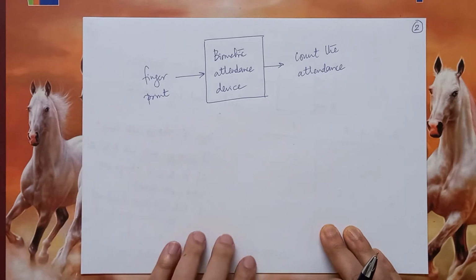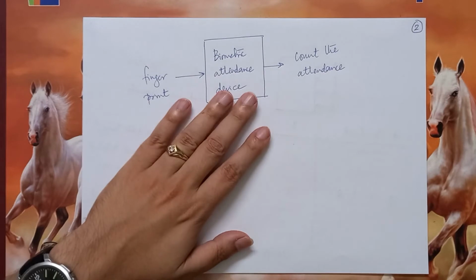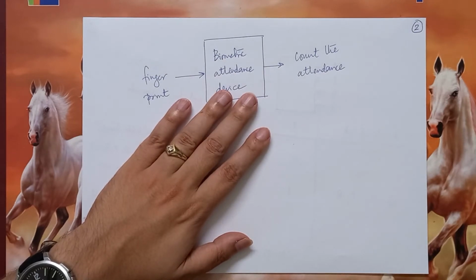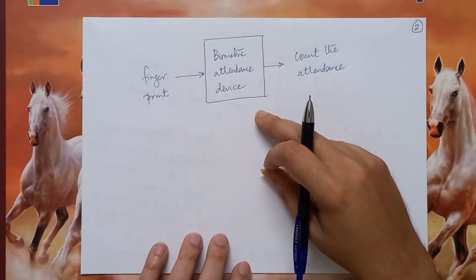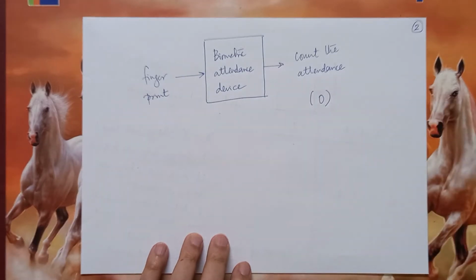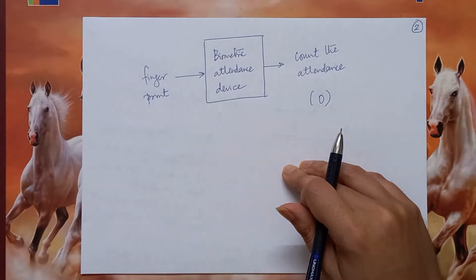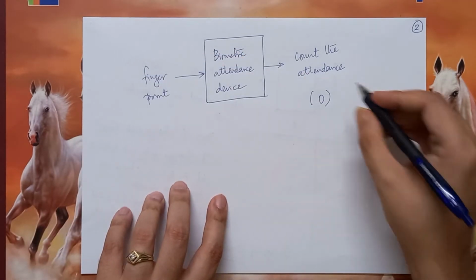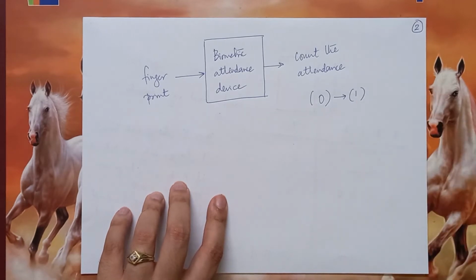So let us say we expect that the employees will arrive in the office around 9 o'clock in the morning. So before 9 for that day, the attendance would be 0. Now let us say the first employee walks in and that person puts the fingerprint. So therefore, what should happen? This 0 will become 1. That means yes, one person has come.